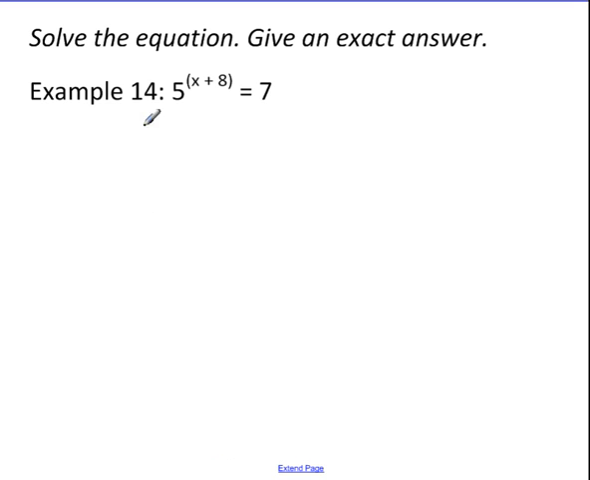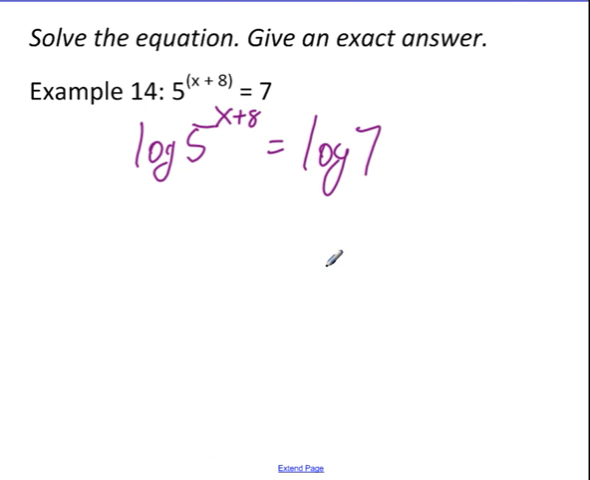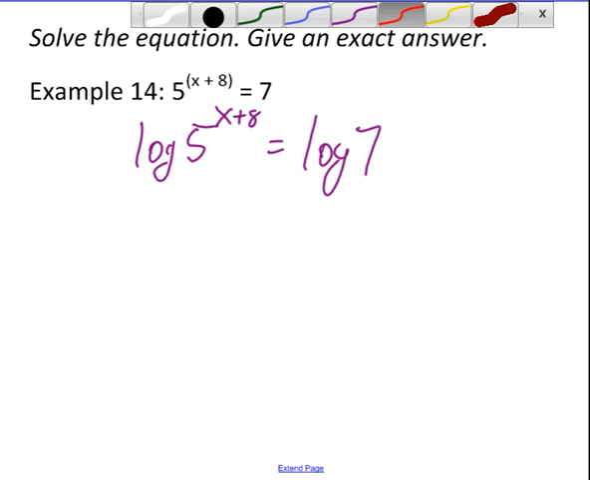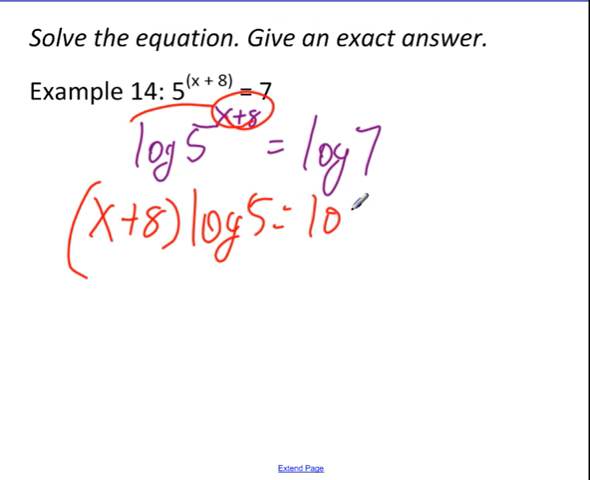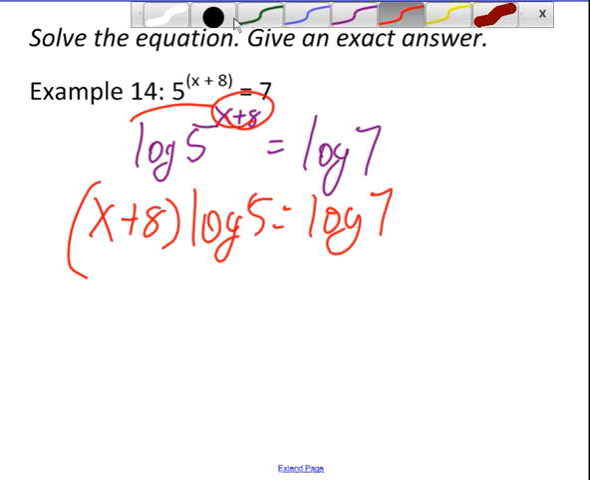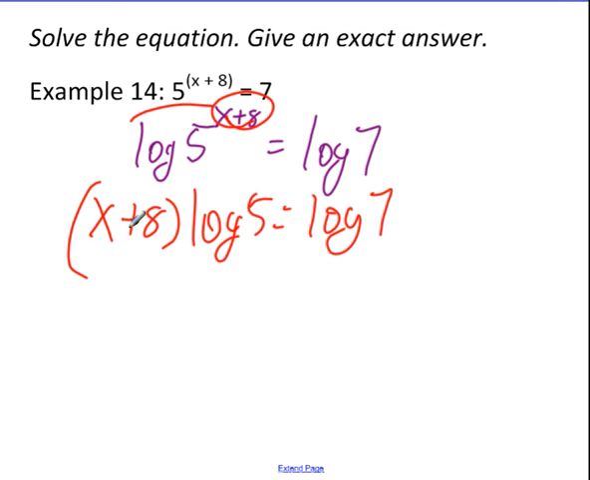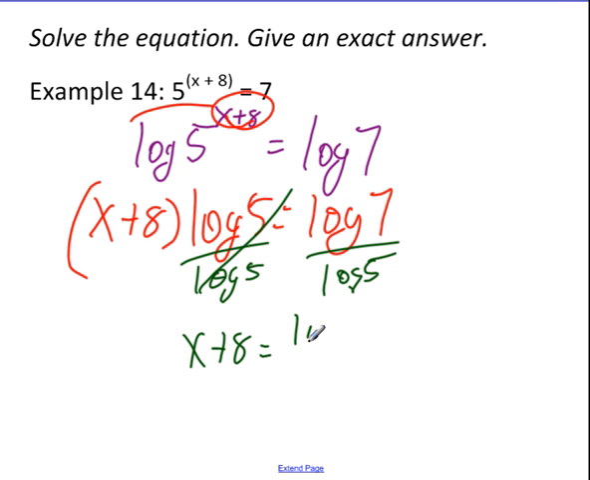Alright. So here we're going to log both sides. Bam. Log them both. Let's get that exponent out front. So this whole guy is going to bounce out here. (x plus 8) times my log of 5 equals my log of 7. Now what we're going to divide by here is not 8 because it's inside the parentheses. We've got to divide by log of 5 first. Take it out. So it's gone. I got x plus 8 equals log of 7 over log of 5.